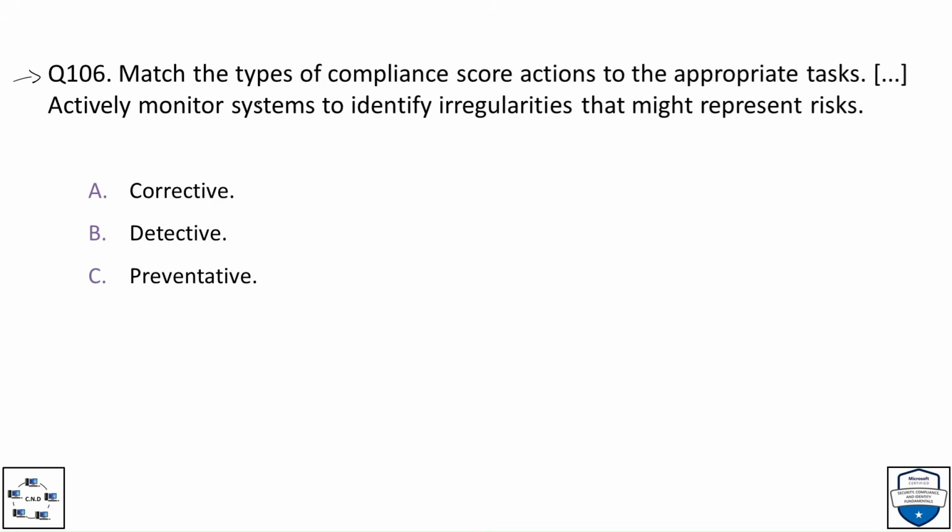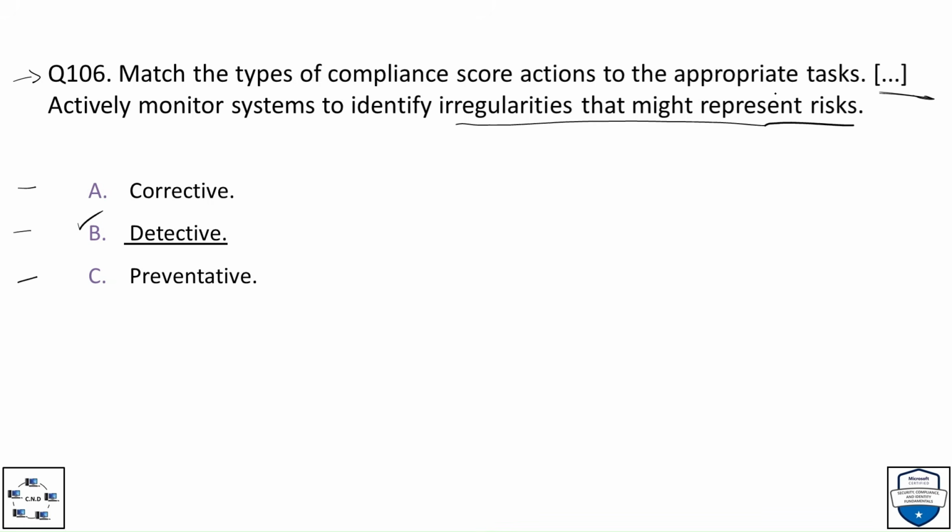Question number 106, match the types of compliance score actions to the appropriate tasks. Again, actively monitor systems to identify irregularities that might present risks. So we have to select the correct option in this blank space, and the options are option A corrective, option B detective, and option C preventative. And the correct option is option B, detective.